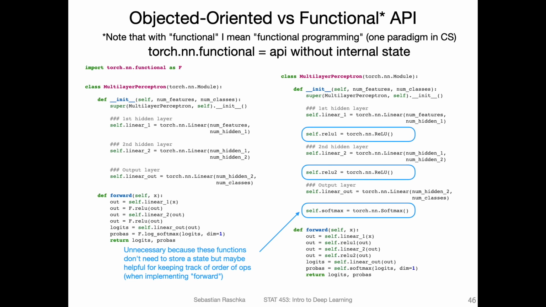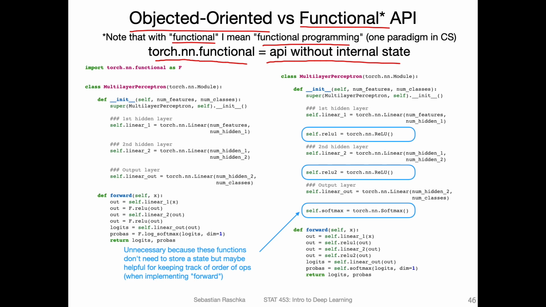All right, so the remaining point in this video is that there are two types of API in PyTorch. There is the object-oriented API and the functional API. And we can actually use both or a mix of both. With functional, I mean the concept of functional programming versus object-oriented programming. Functional usually means that we have something without an internal state. So the torch.nn functional API is an API without an internal state.